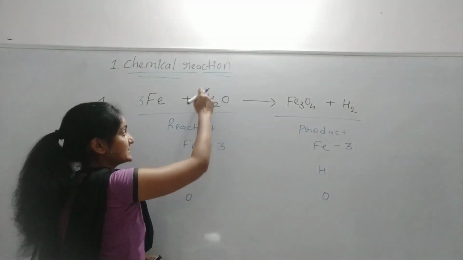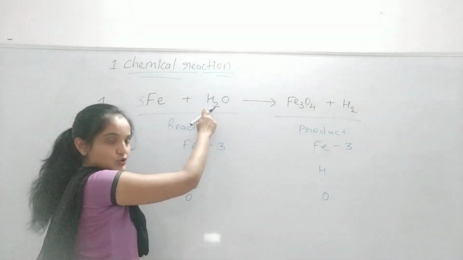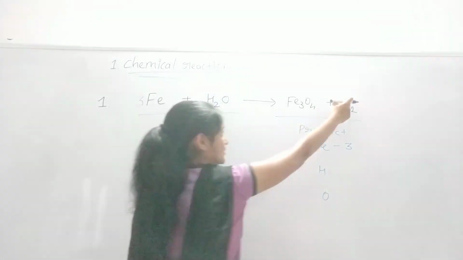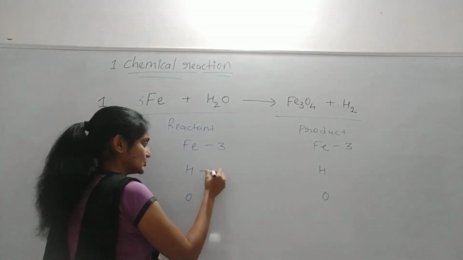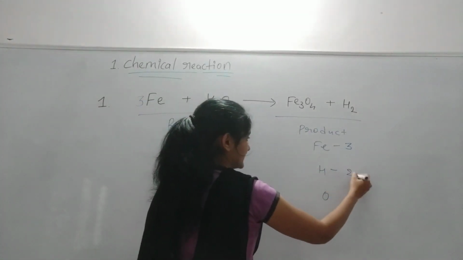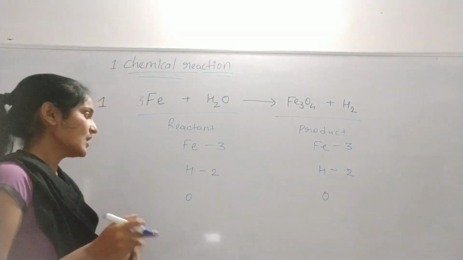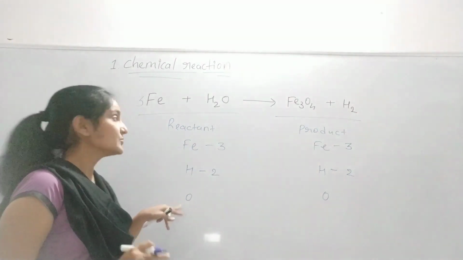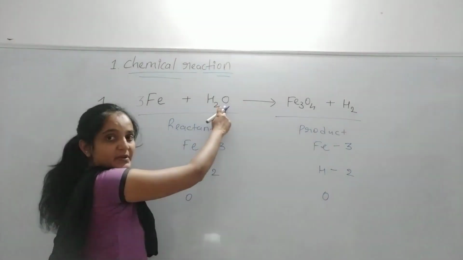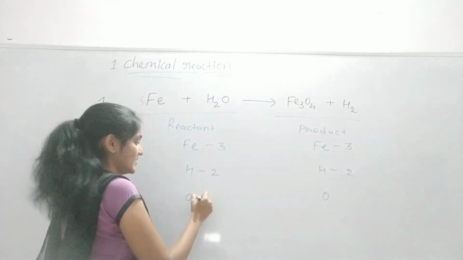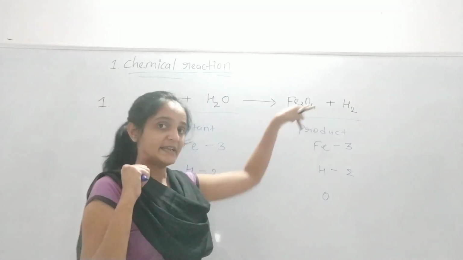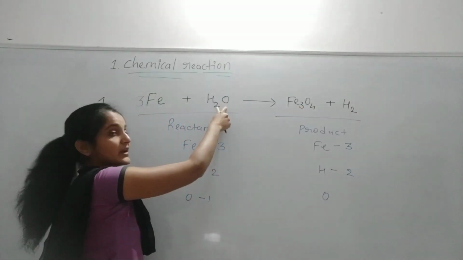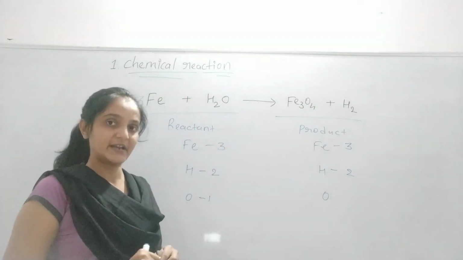Here in the reactant you can see the number of hydrogen atoms is 2, and in the product also the number of hydrogen atoms is 2. It means on both sides it would be 2. Okay, I have written here 2, right? Now oxygen. Now you can see the number of oxygen atoms in the reactant is only 1, while the number of oxygen atoms in the product is 4. It means here I have to make 4 oxygen atoms.